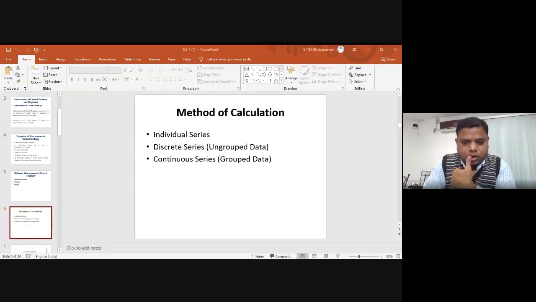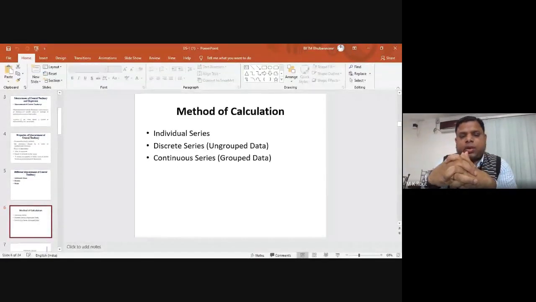Okay. So, is the PPT visible to all? Yes, fine. So here we have used various types of data series. First one is individual series. Second one is discrete series, and the third one is continuous series. Just mute your microphone.